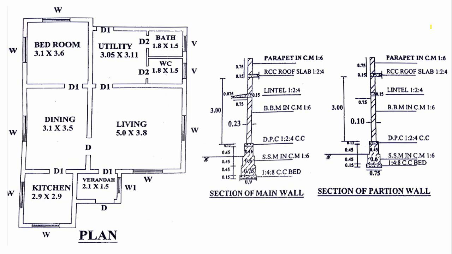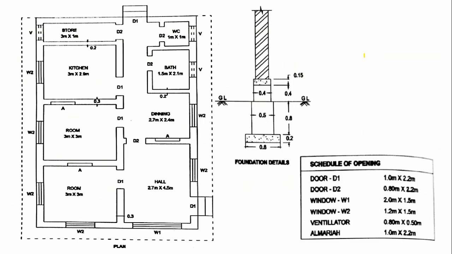Now what we do, we'll go and see another problem. This is another building plan that we have. In the assignment problem, we have solved this problem by the long wall short wall method. We already have the quantities also. The same thing you can cross check with the center line method.